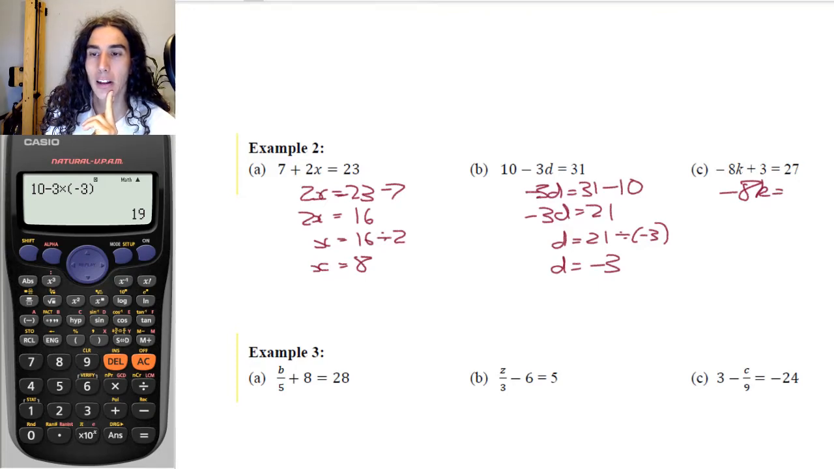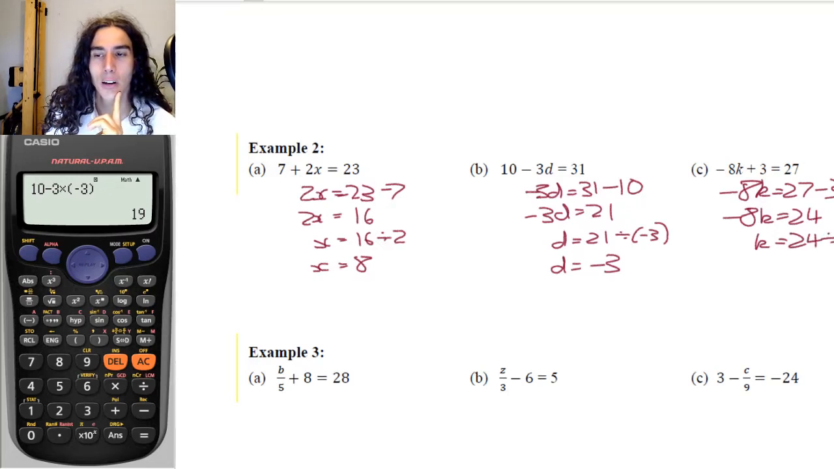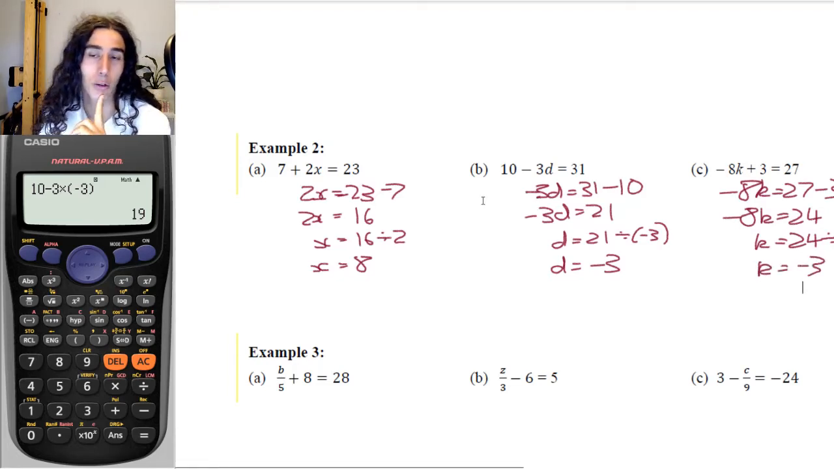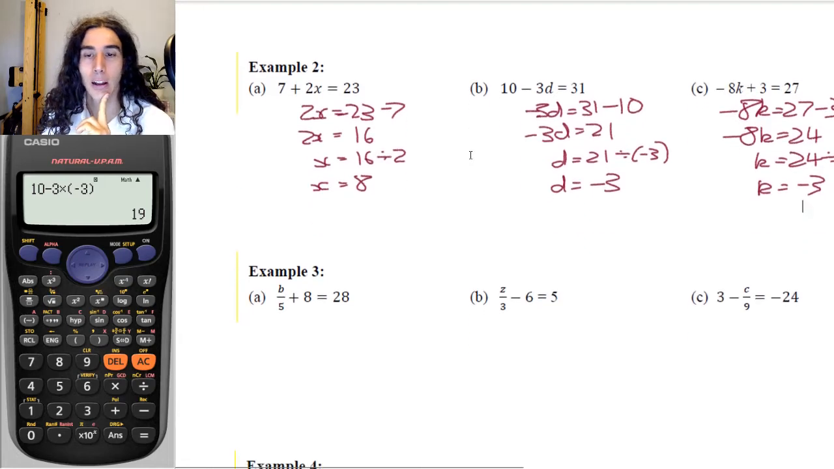Take the 3 to the other side. Equal to 24. Now some of you may be thinking, do I really have to do all those steps? Can I skip some of them? For now, I want you to do all of the steps. It's good for you to do it that way. Okay, I'm just going to do a few more examples.